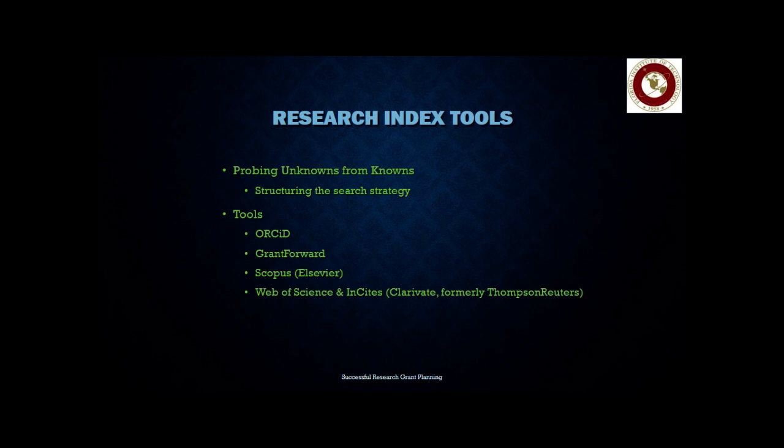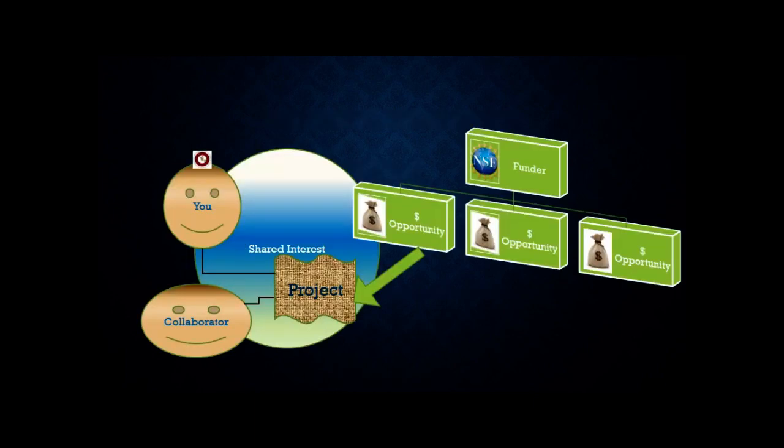And we'll also talk about the indices Scopus and Web of Science. They're very similar, and they have some quirks on one side or the other that we'll go into a little bit. Okay, so here is my graphic for you visual thinkers, if there are any here today.